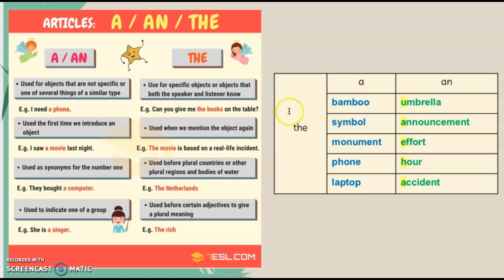But the usage of the is very specific, whereas the usage of a and an is not specific to anything. It can be any bamboo, a bamboo. But if I say the bamboo, that means I am referring to that particular, that specific bamboo. Alright, move on to the next one.